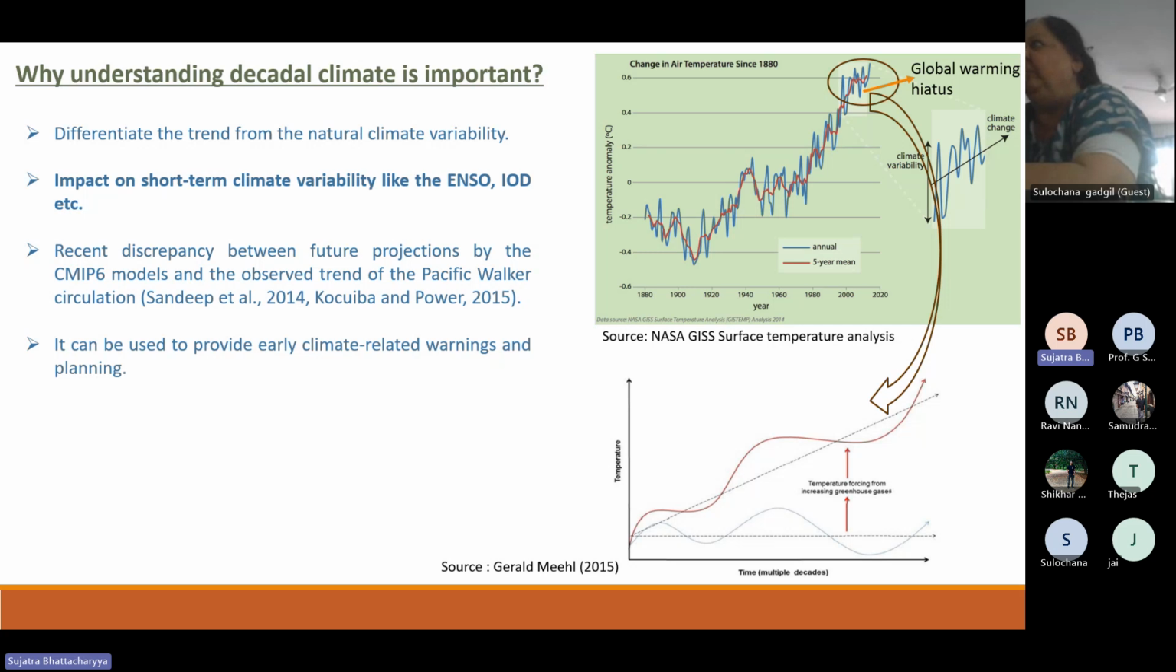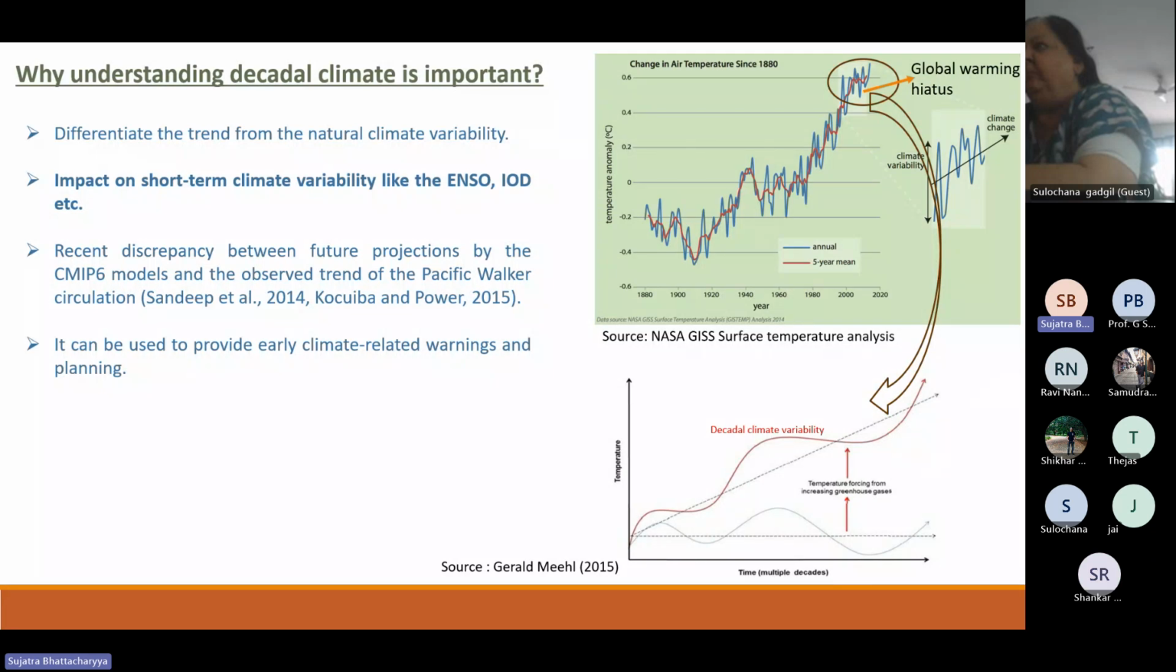For example, if you just look at this plot, I've taken this from the presentation by Gerard Meehl. This straight dashed line represents the trend, which is mainly driven by the greenhouse gas emissions. And on this trend, superimposed are some natural climate oscillations, which can be any natural climate variability. Suppose you're lying in this region, you obviously have an increasing temperature driven by global warming. But if there is some sort of negative phase of this natural decadal climate oscillation, that in turn can suppress the heating which we are seeing in this graph. So it is very important to understand the mean state of the climate as well.